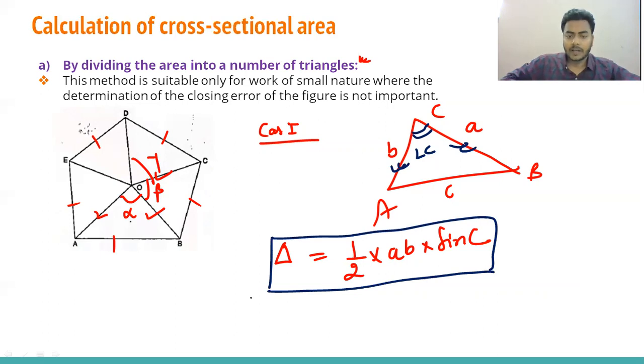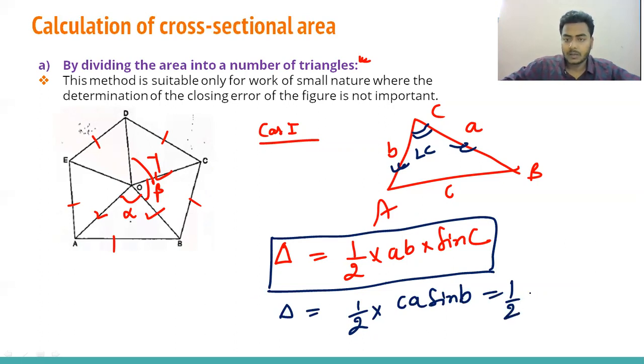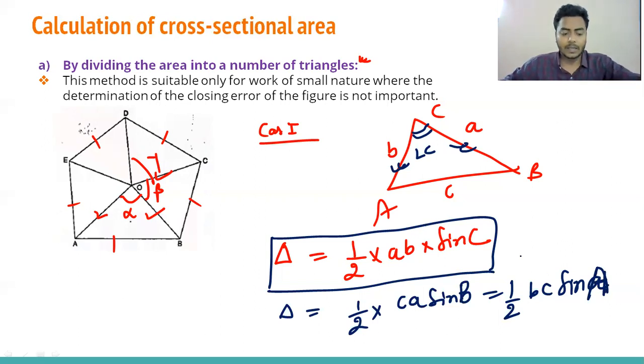Similarly, you can write for other sides also, like half into c a sine B, or half into b c sine A, right? We can write like this. This would be B, this would be A, capital A. I'm talking about the angle. So this is one method we can calculate the area if two sides and the included angle are given.